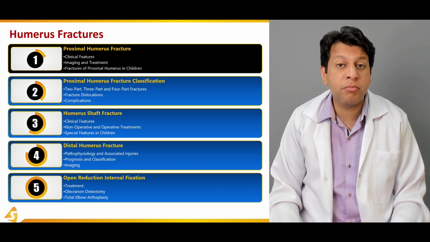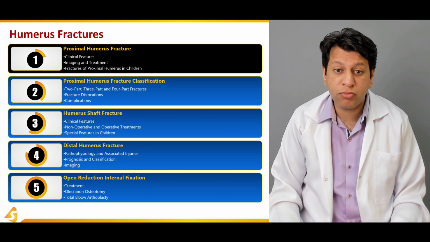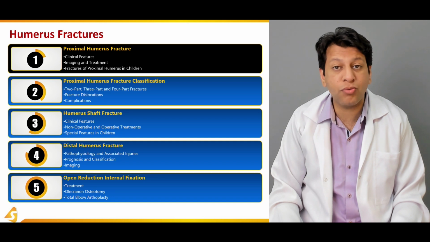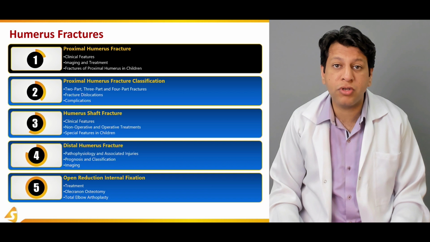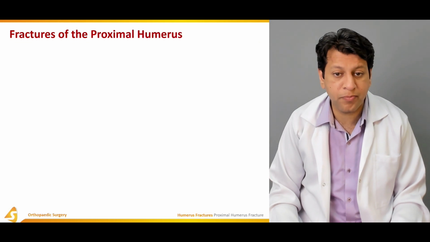In this section, we'll be briefly going through the clinical features of the proximal humerus fractures, what the imaging is, what the treatment options are, and how we classify the proximal humerus fractures in the case of children.